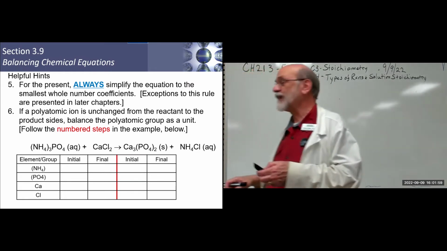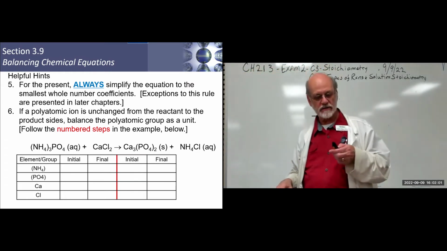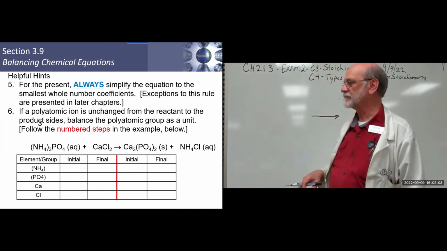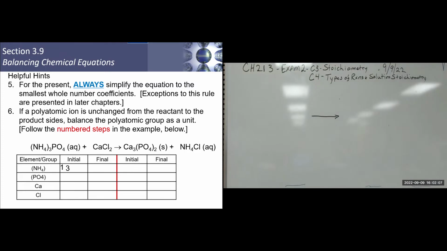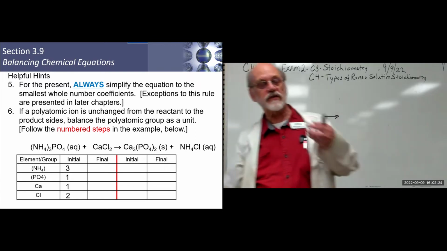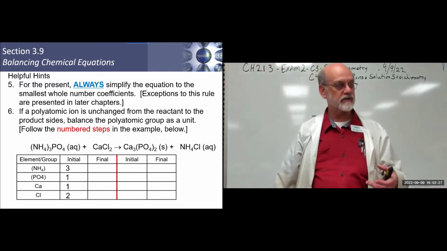All right, so here's my method. I call it my budget method. You inventory each one of the balancing units in your equation. Ammonia's there, ammonia's here. Phosphate's there, phosphate's there. Calcium is there, calcium is here. Chloride is there, chloride is there. So you've accounted for everything that goes into the reaction and makes products.